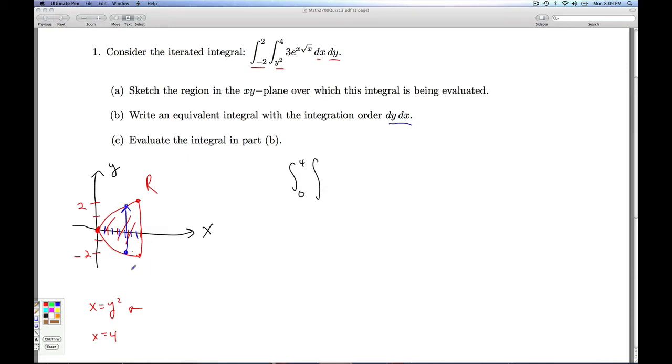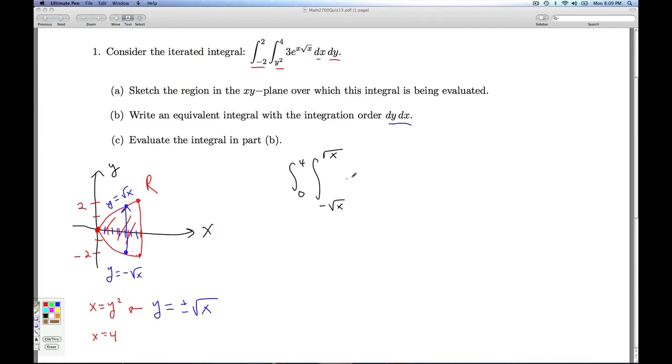So for a fixed x, what's the y? Well, this parabola is governed by the equation x equals y squared. So if I fix the x and I need to determine what the y is that goes with it, I need to solve this equation for y. Doing so, you get plus or minus square root x. So the bottom curve is the negative square root x. The top curve is positive square root x. And so for a fixed x, the y runs from negative square root x to positive square root x.